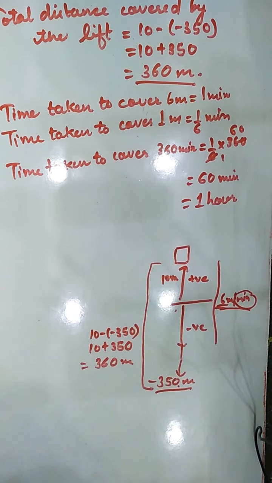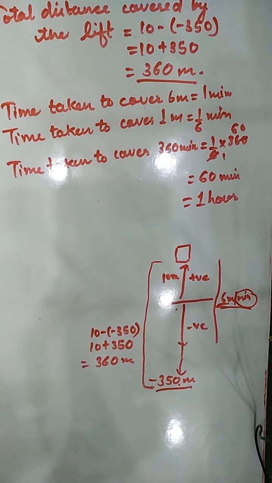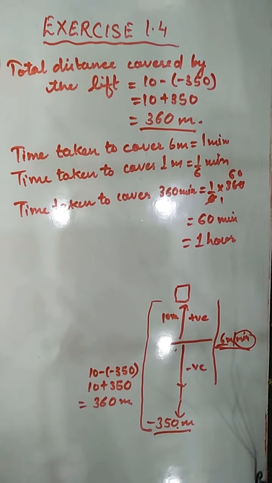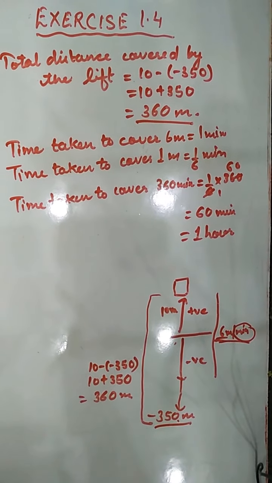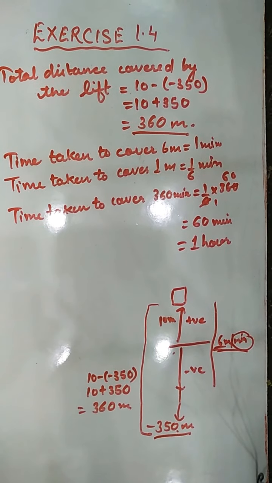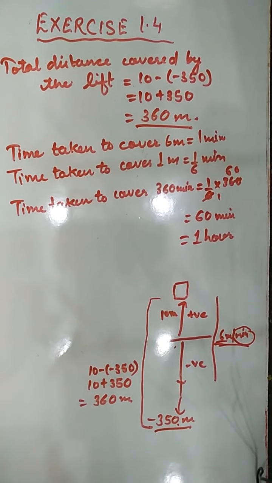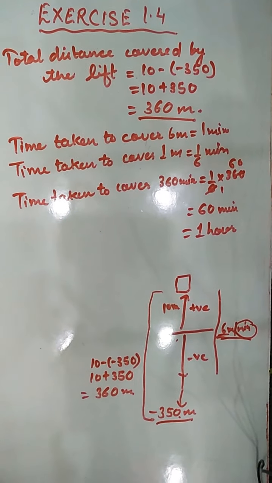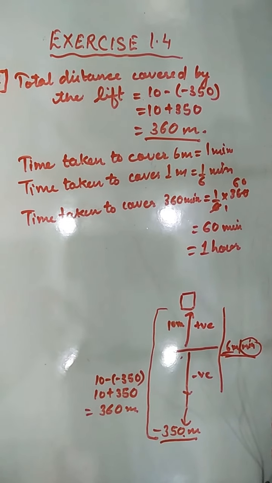1 hour. So I hope you all have understood how you will do this. First of all, you will find out the total distance, then the time taken to cover 360 meter, which is 60 minutes, that is equal to 1 hour. With this we have completed the chapter as well as the exercise.